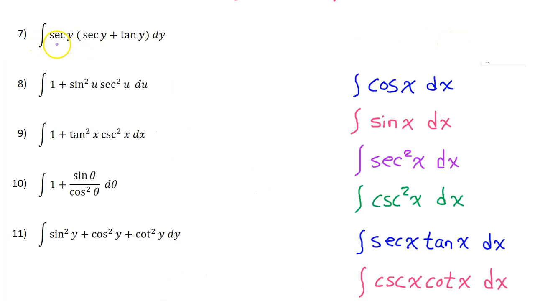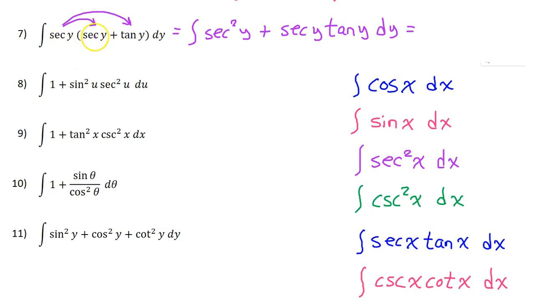Looking at number 7, this trig expression is not on the list. So we need to rewrite it so that each term is a trig expression that is on the list. Let's try doing the distributive property and see what happens. Secant y times secant y is secant squared y, which is on the list. And secant y times tangent y is secant y tangent y. That is also on the list.